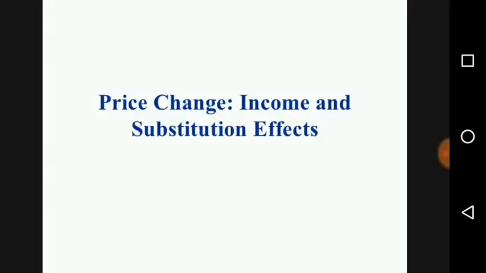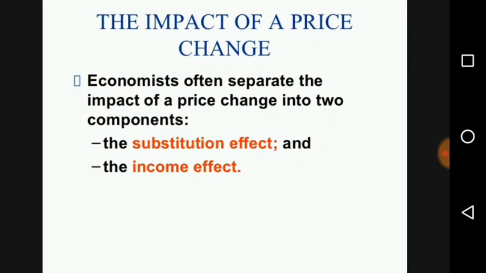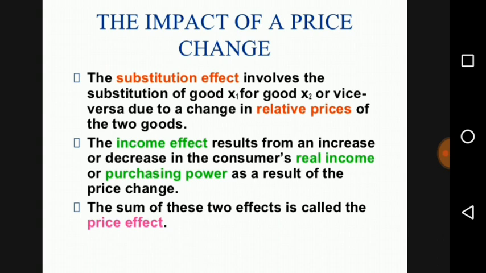In this video, we will be covering the Hicksian method to isolate the income effect and substitution effect of a price change. Now, as we know, a price change has two components: substitution effect and income effect. The substitution effect involves the substitution of good 1 for good 2 or vice versa due to a change in relative prices of the two goods. The income effect results from an increase or decrease in the consumer's real income or purchasing power as a result of the price change. The sum of these two effects is called the price effect.